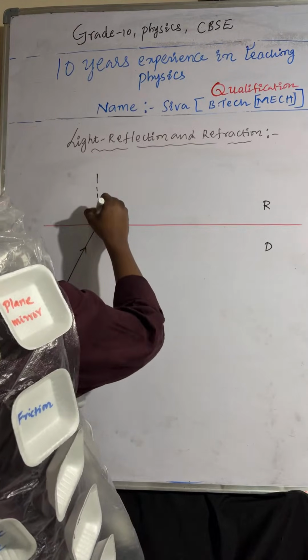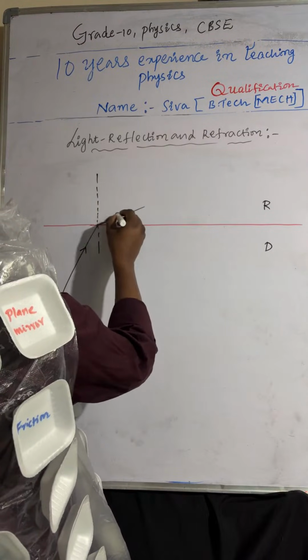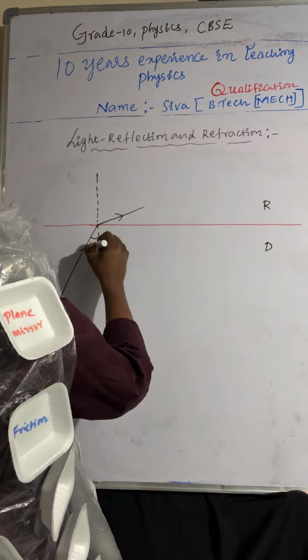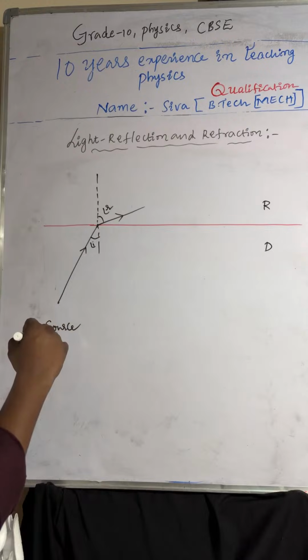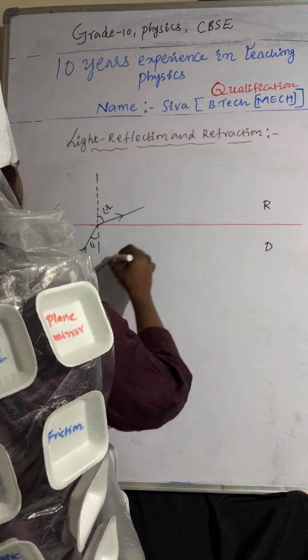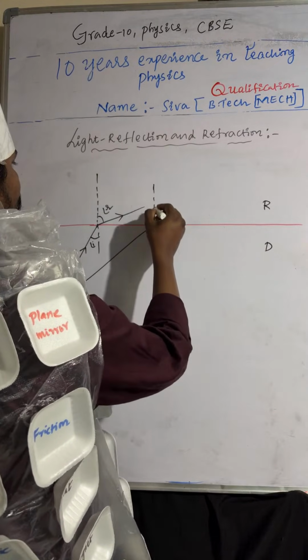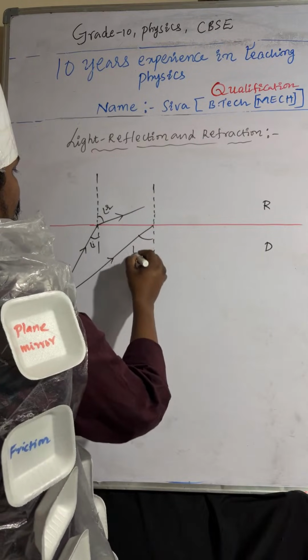So this is a normal line. What happens? It moves away from the normal line. So this is the angle of incidence and this is the angle of refraction. If the light ray is passing from denser to rarer, I am taking this as the normal line, and this is the angle of incidence.